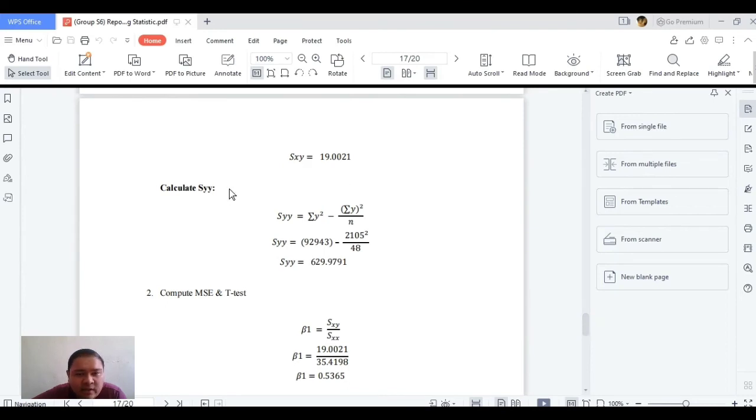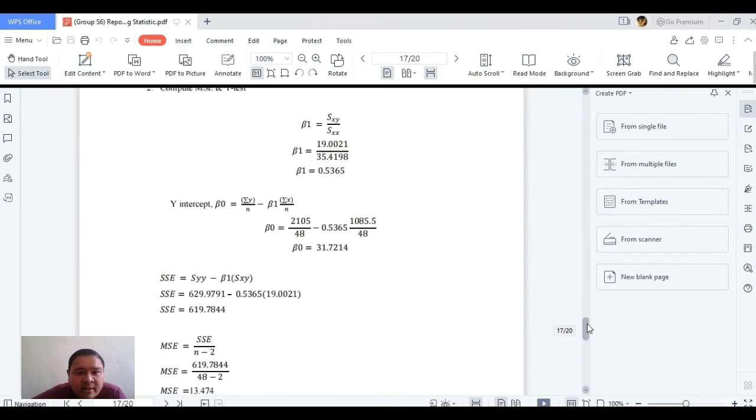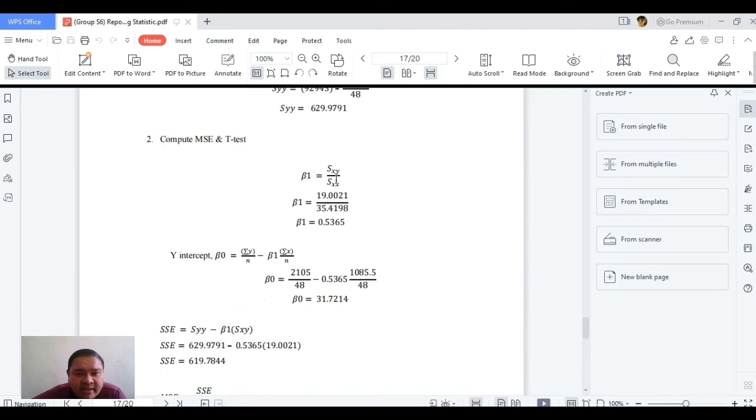To calculate Syy, Syy equals summation of y squared minus summation of y squared over n. So 92943 minus 2105 squared over 48. Then we will get 629.9791. So now compute the MSE and t test. Beta 1 equals Sxy over Sxx. Beta 1 equals 19.0021 over 35.4198. Beta 1 we will get 0.5365.